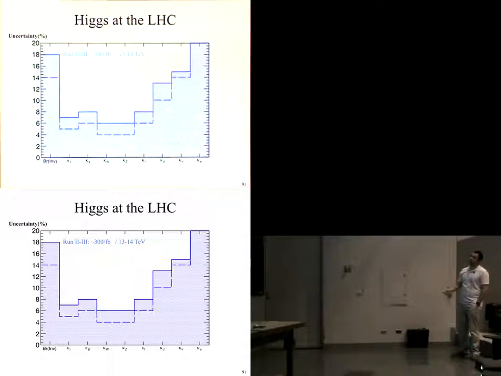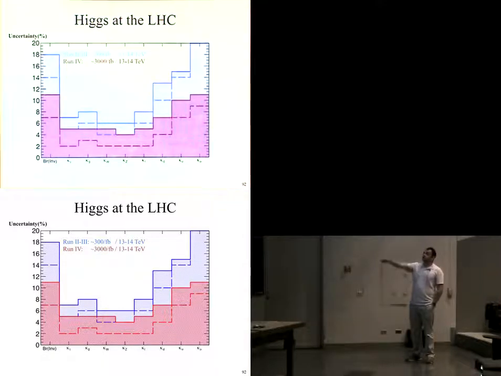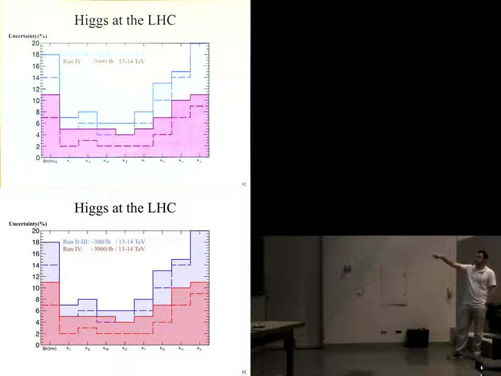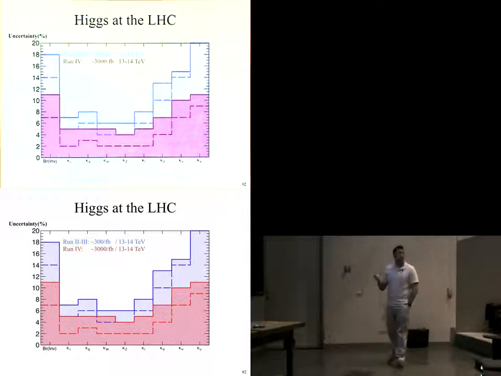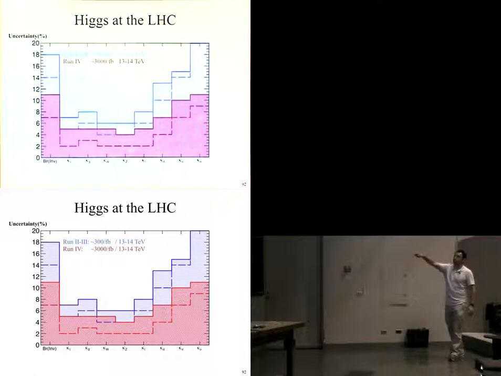Okay, so in this language, transferring our measurements into this, you see the results here. So this is now after run two and three, we have uncertainties in percentages of these parameters that are sort of like 5%, maybe a little worse. At run with a full LHC data set, this improves slightly. Again, some of these are more than others.